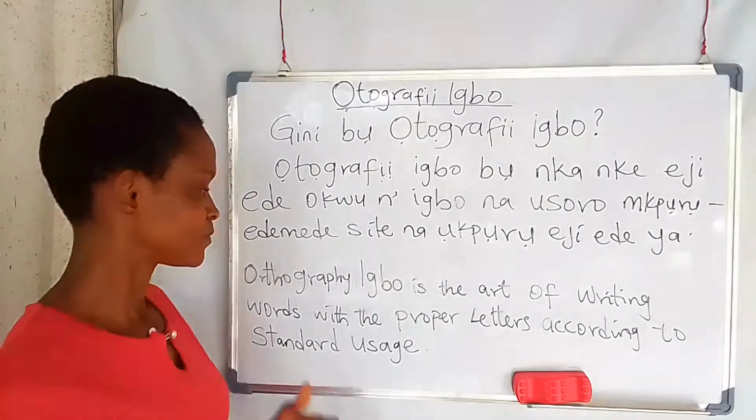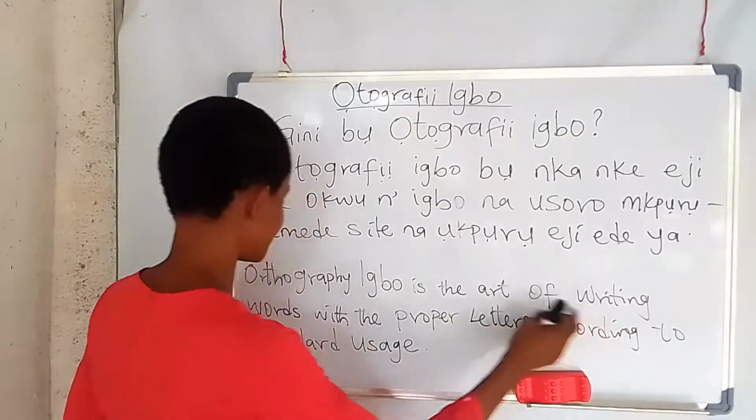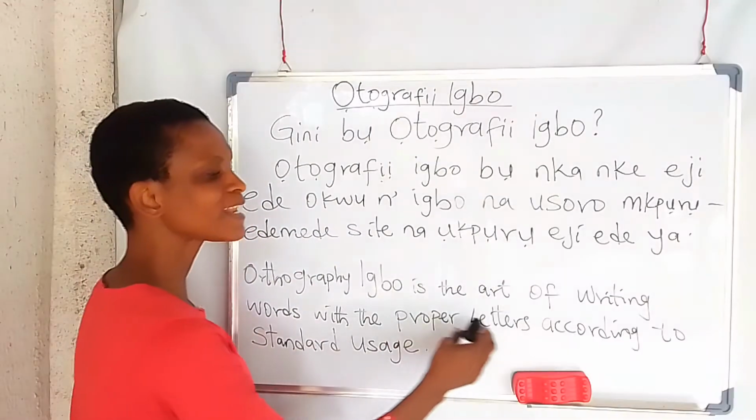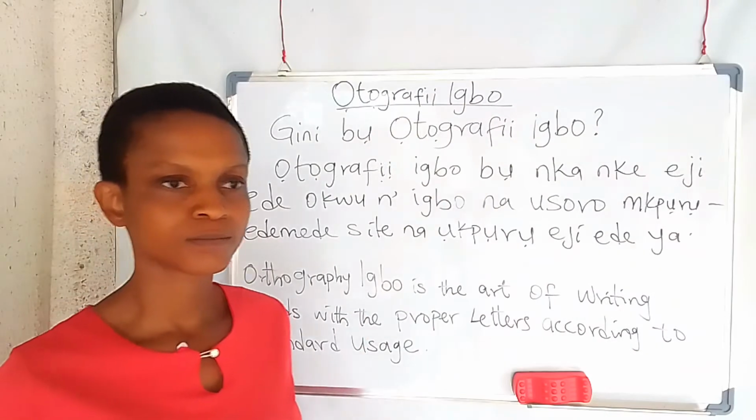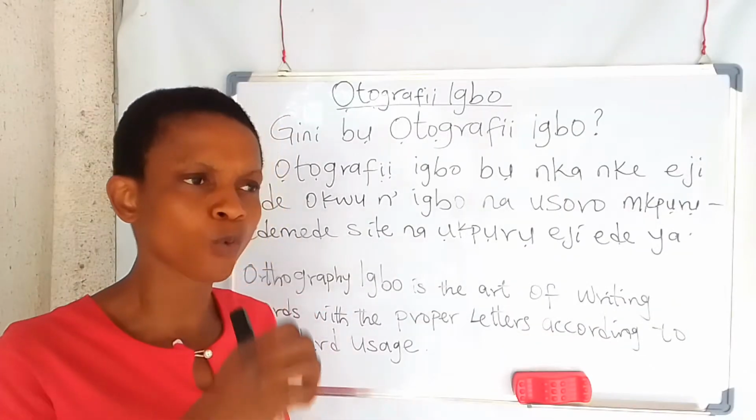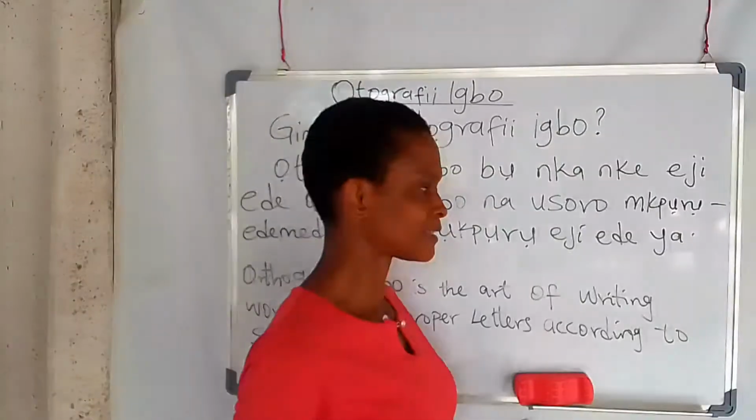In English, orthography Igbo is the art of writing words with the proper letters according to standard usage. If you don't use that letter otu kwesịrị, ịhụ that na ọ ga-eme gịnị na ọ ga-adachapụ.